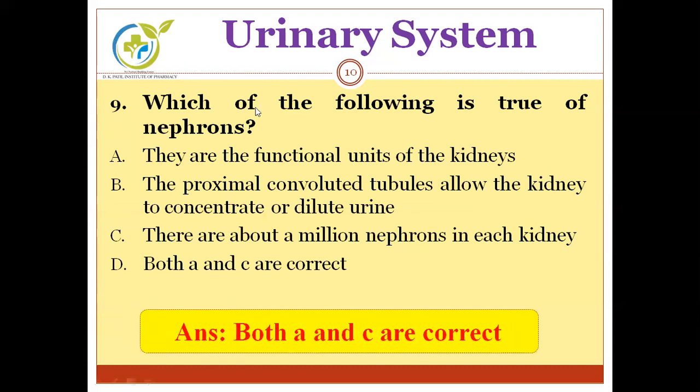First option, that is nephron is a functional unit of kidney. That is also right. And C, there are about 1 million, means 10 lakh nephrons are present in each kidney. Individual kidney have 10 lakh, that is 1 million nephrons.